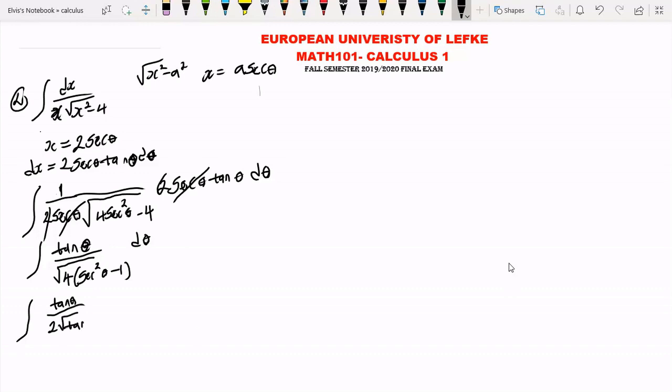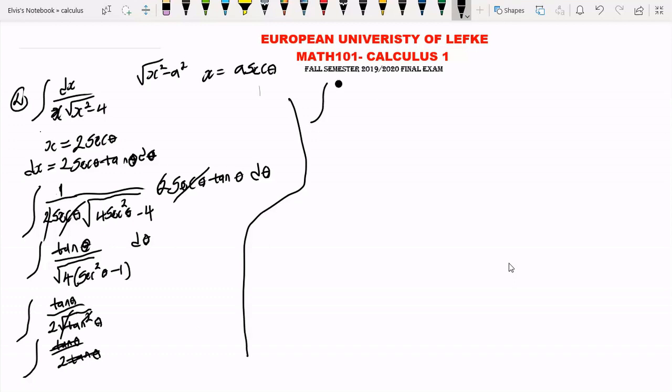This is equal to tangent squared theta. You need to know your trigonometry properties, guys. Using your trigonometry property, you're going to find out that secant squared theta minus 1 is equal to tangent squared theta. As you can see, the square is going to cancel out the square root. So we now have tangent theta over 2 multiplied by tangent theta. Tangent theta is going to cancel out. So we now have the integral of 1 over 2 d theta.